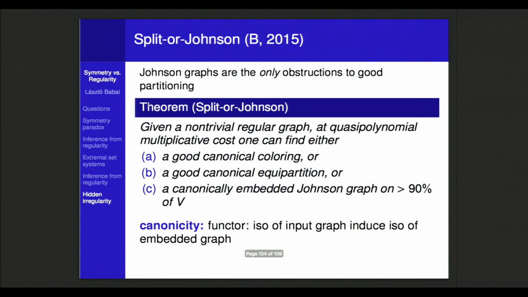Except the silver lining is that only the Johnson graphs are so resilient. So what we can have is, instead of having 2 targets, we have 3 targets. The 2 targets are as before, either a good canonical coloring or a good canonical equipartition. So again, good coloring means no color class is greater than 90%, no dominant color. Good equipartition means we have a dominant color, and that color class we partition non-trivially. Or else, there is a canonically embedded Johnson graph on at least 90%.